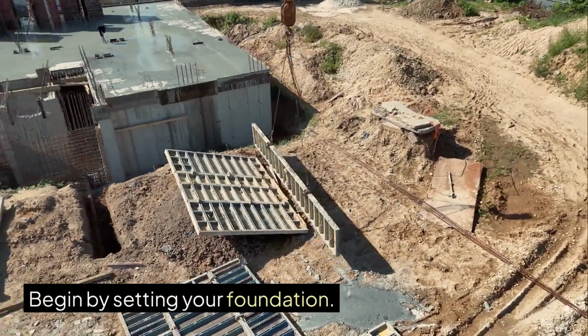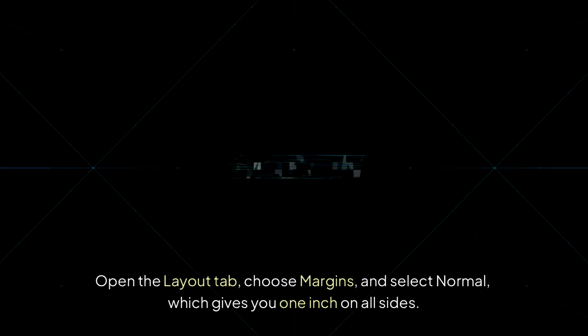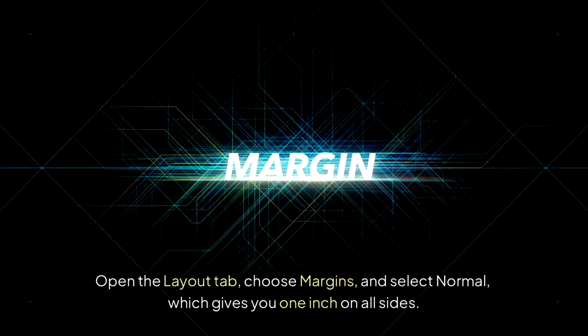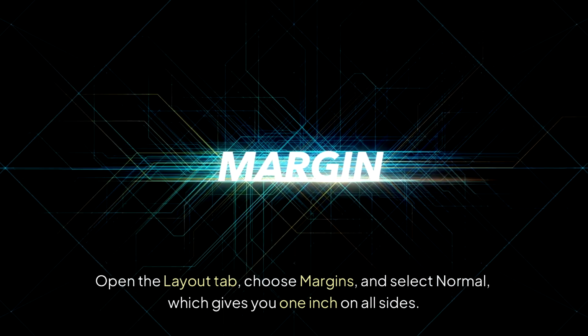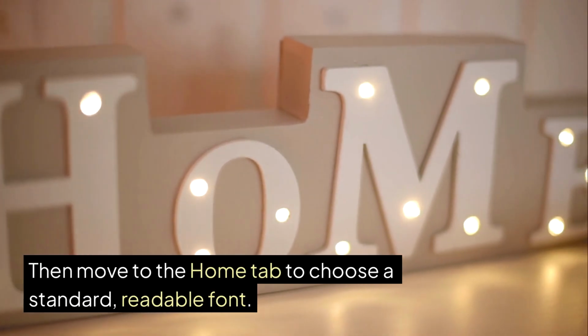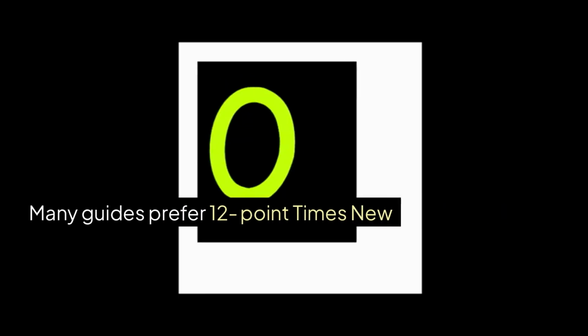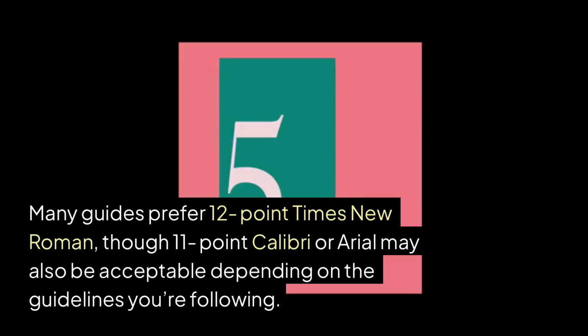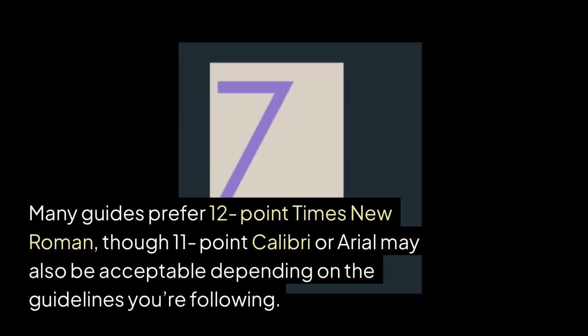Begin by setting your foundation. Open the Layout tab, choose Margins, and select Normal, which gives you 1 inch on all sides. Then move to the Home tab to choose a standard, readable font. Many guides prefer 12-point Times New Roman, though 11-point Calibri or Arial may also be acceptable depending on the guidelines you're following.